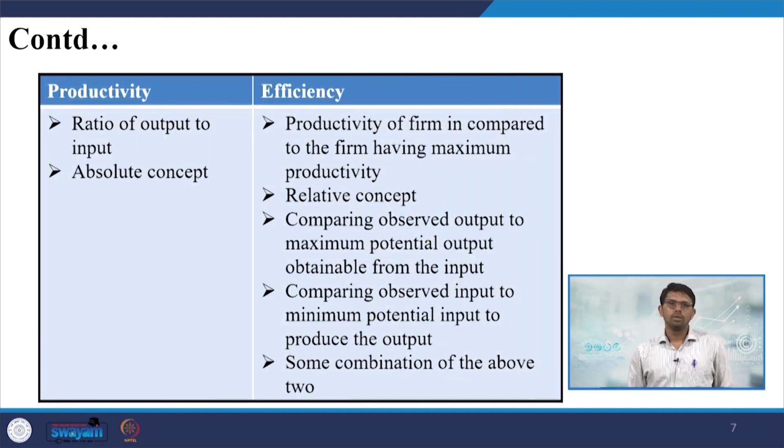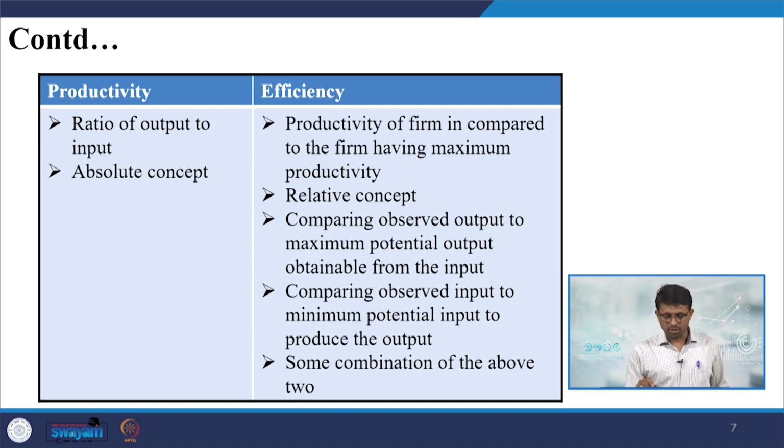Productivity and efficiency by definition, by concepts, once again: productivity is the ratio of output to input, and usually this is considered to be an absolute concept, whereas efficiency is a score that is derived relatively. We are finding the relative value which is comparable.